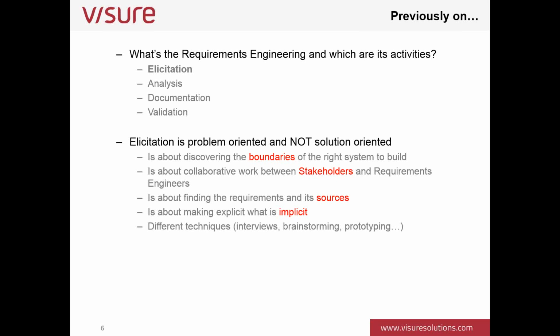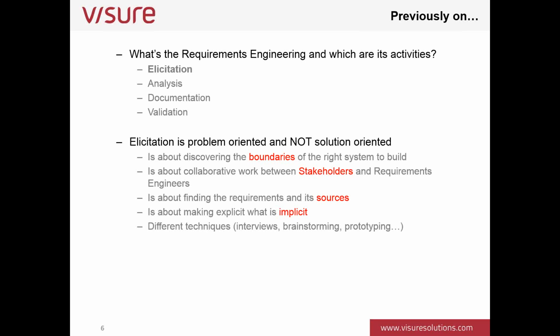This is important because those boundaries are going to be the scope of my system, and that is part of the elicitation, just discovering the scope. It's collaborative work between the stakeholders and the requirements engineer. Stakeholder is an important word here because users is not enough. We defined a stakeholder as basically everyone or everything, because it's not just a person, it could be a system, that is interested somehow in the success or in the failure of our system, and therefore is going to have requirements or something to say about my software. So stakeholder is an important word here.